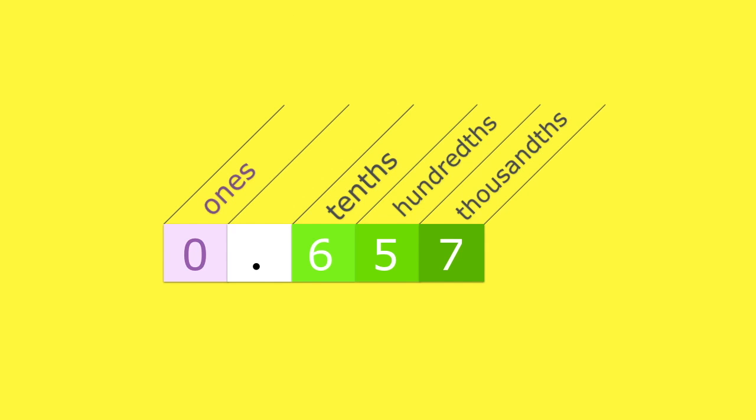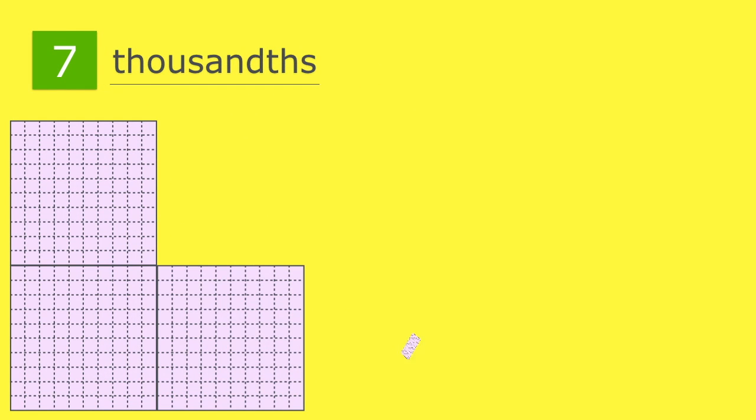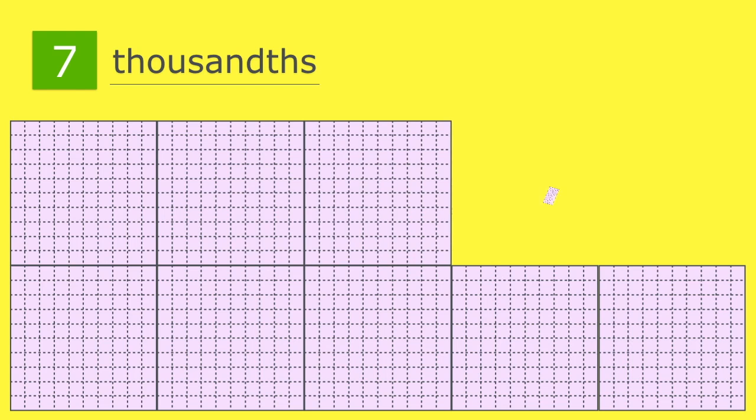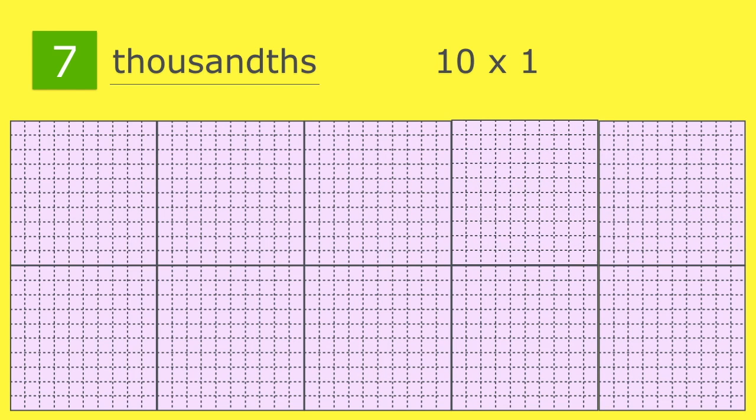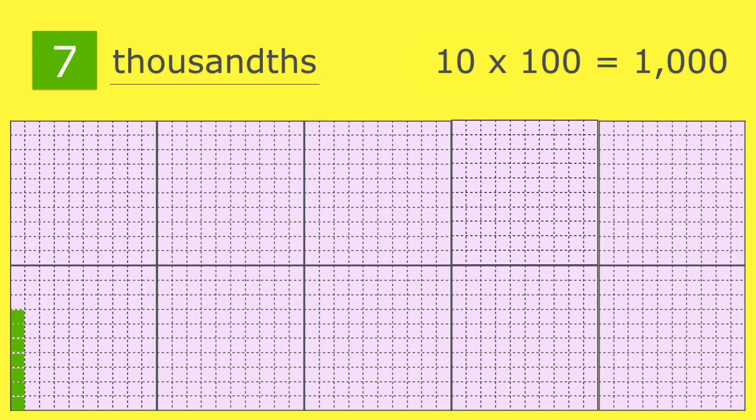Our last decimal place is the thousandths. How can we cut a whole into 1,000 pieces? To cut a whole into 1,000 pieces, I need 10 groups of 100, since that equals 1,000. I can show that in the equation 10 times 100 equals 1,000. Each tiny square is now 1/1,000th of the big rectangle whole. I have 7 thousandths in this number. 1, 2, 3, 4, 5, 6, 7 thousandths.